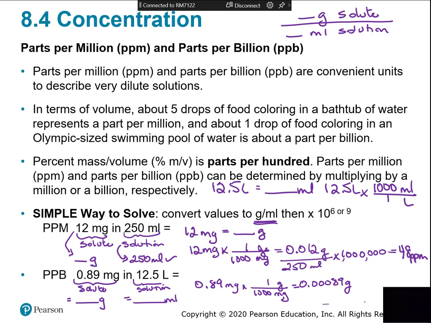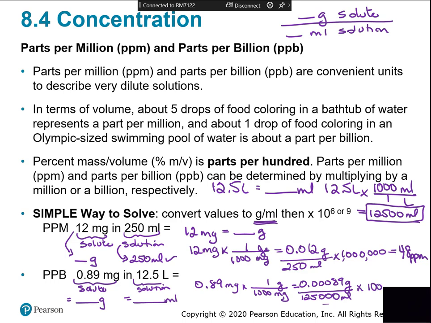I just don't have room down here, so I put it up high. I'm solving for converting 12.5 liters to milliliters. So that is 12,500 milliliters. Okay? So that number is my volume of the solution, 12,500 milliliters. And whatever I get from that, I have to multiply times 1 billion.